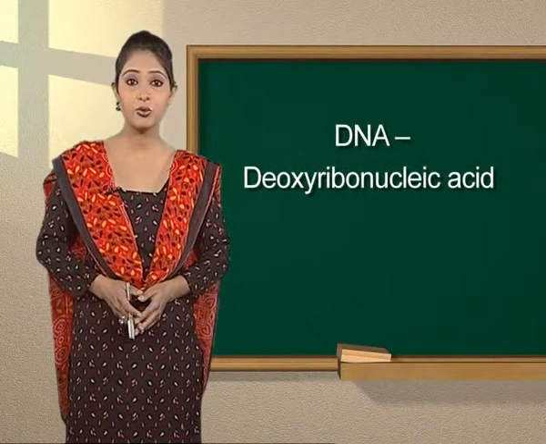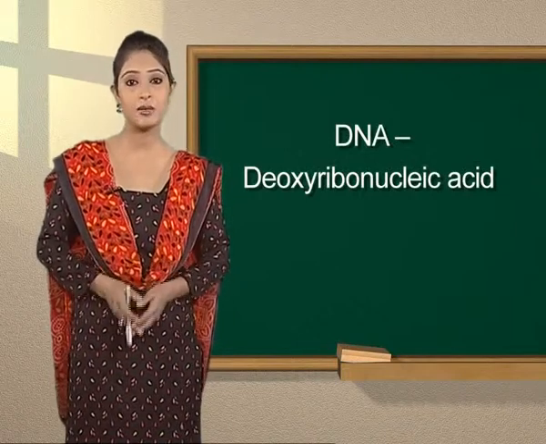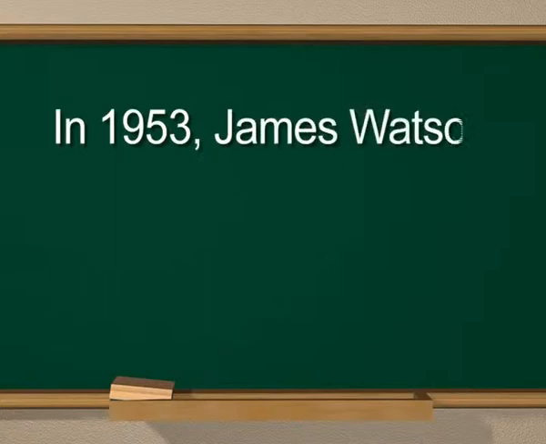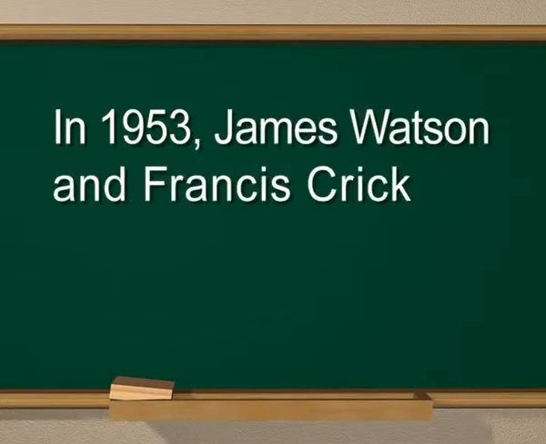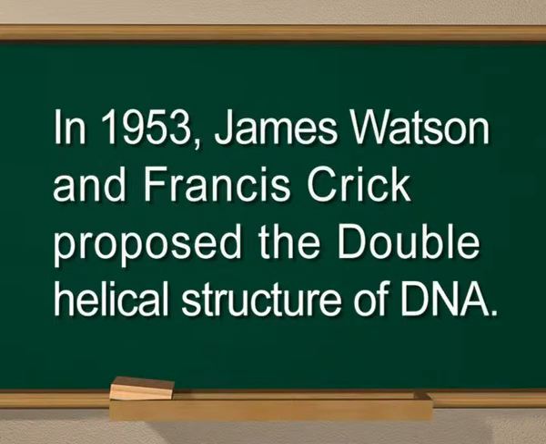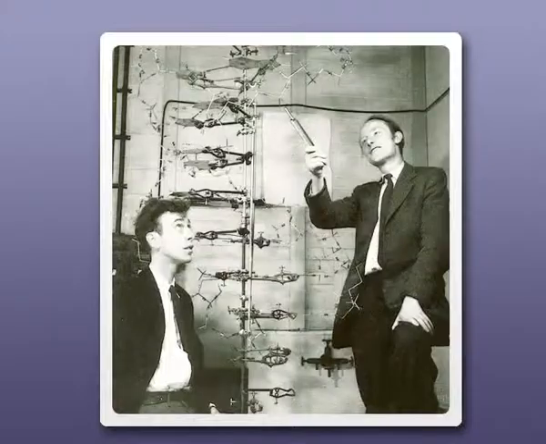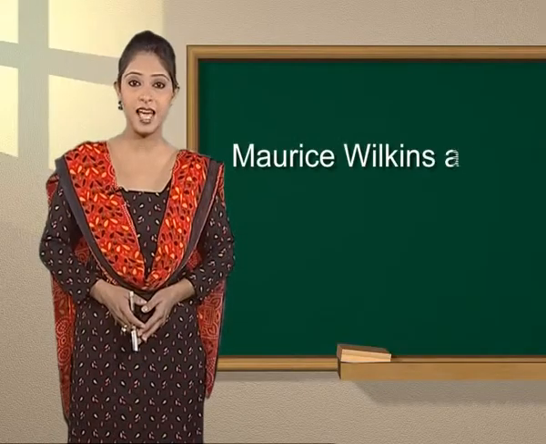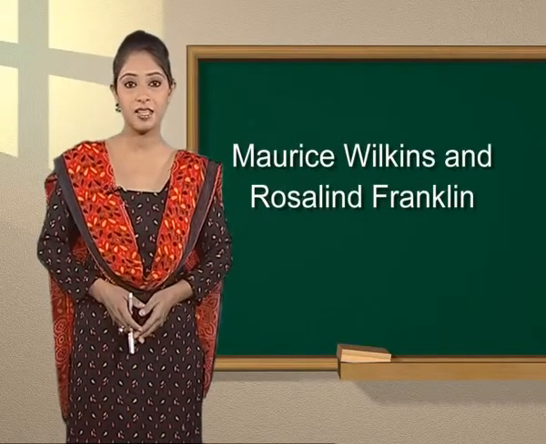In 1953, James Watson and Francis Crick proposed the double helical structure of DNA. Their interpretation of structure of DNA was based on the X-ray diffraction data produced by Maurice Wilkins and Rosalind Franklin.